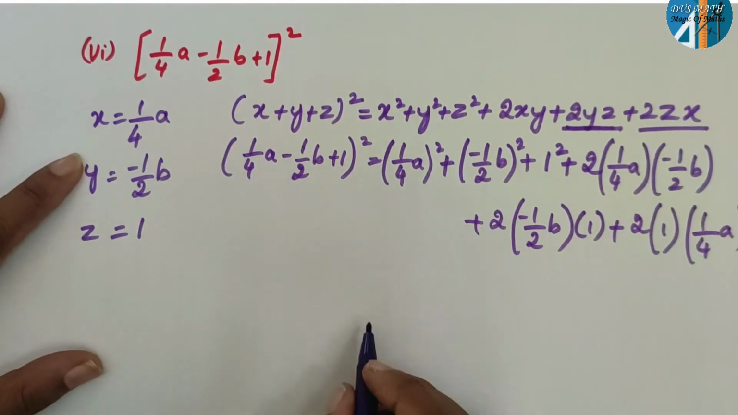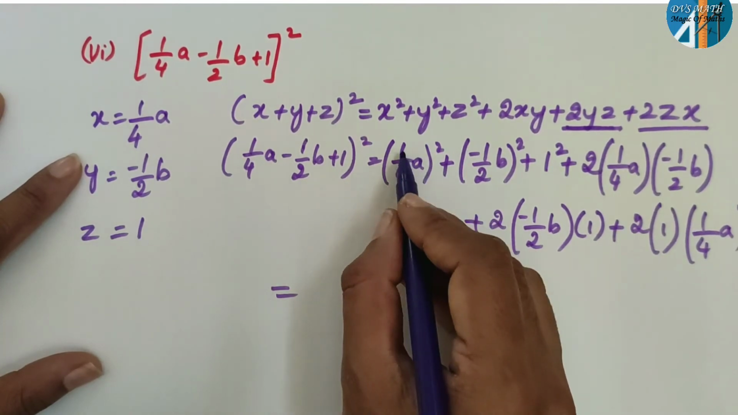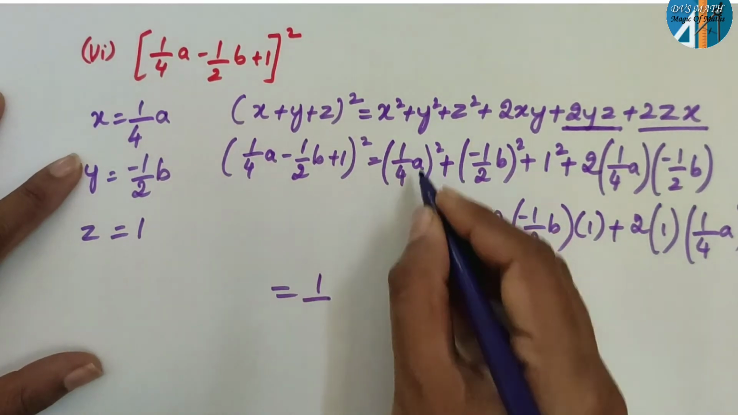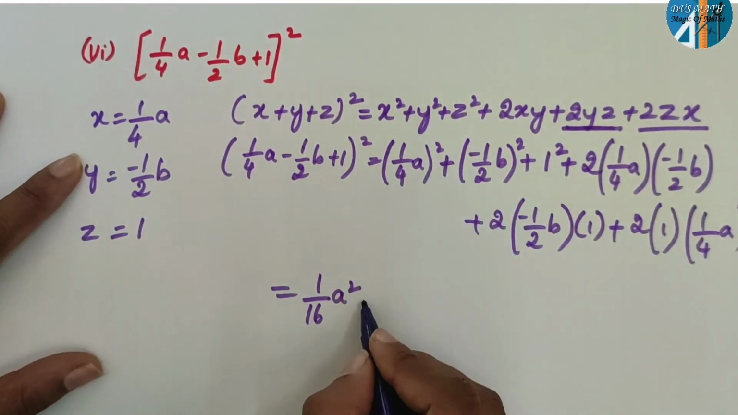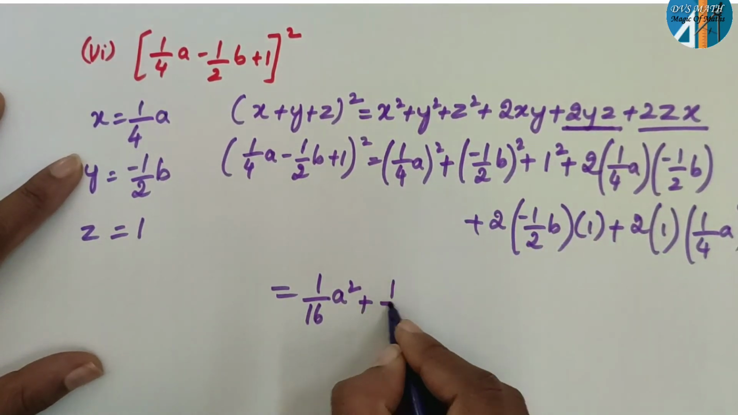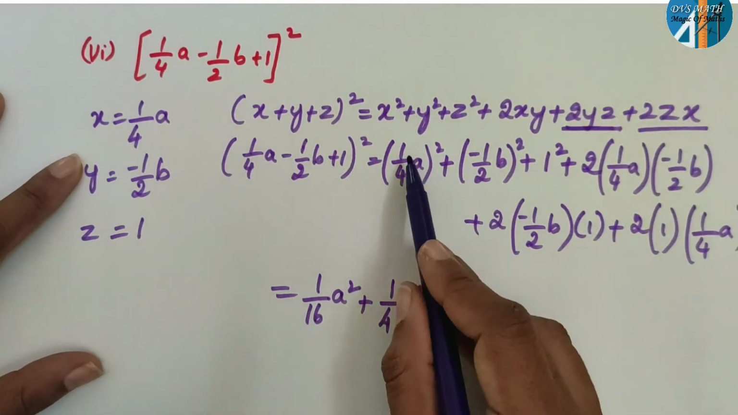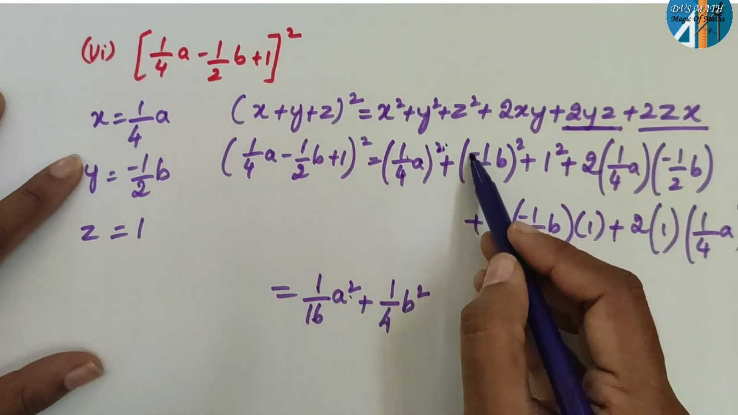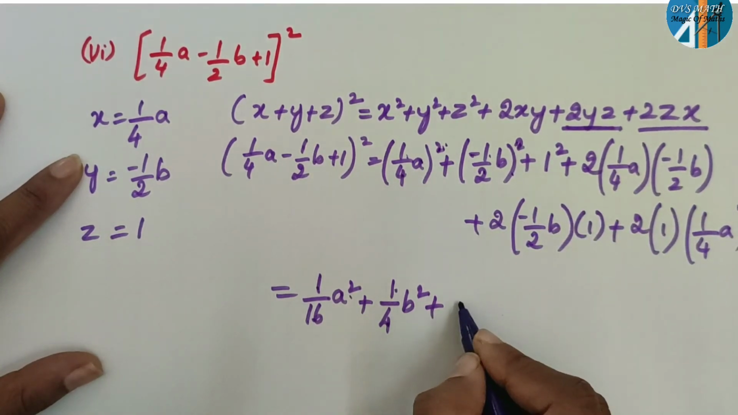Okay, now let us simplify this. So as I all know, 1 by 4a whole square means you have to square both 1 and 4. Okay, so 1 square it is 1, 4 square it is 16, so 1 by 16a square. Negative square also it becomes positive. So minus 1 square it is 1, 2 square it is 4b square. Observe carefully, 1 square 1, 4 square 16, a square. Minus 1 square 1, 2 square 4, b square. Plus 1 square it is 1.